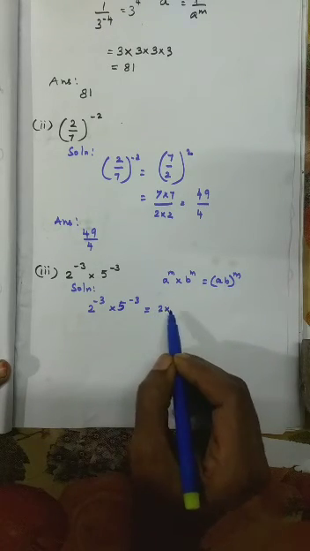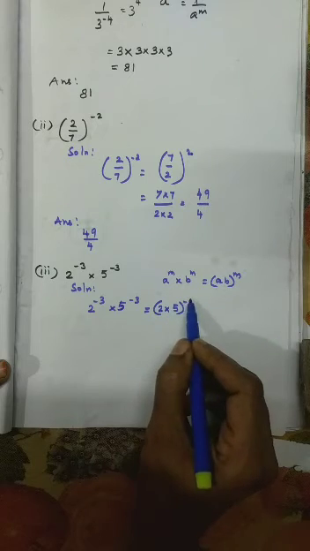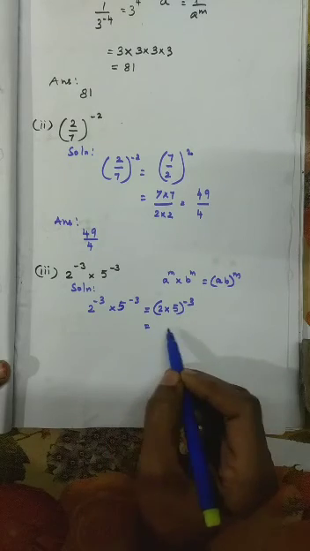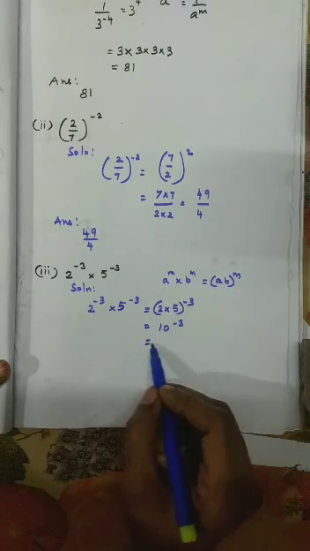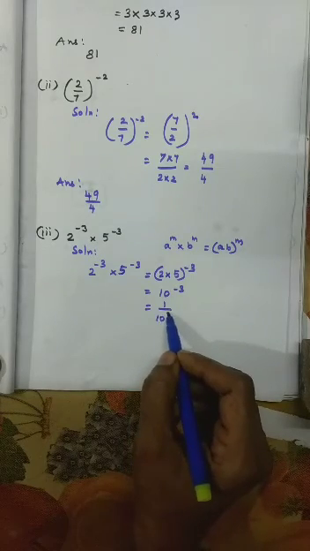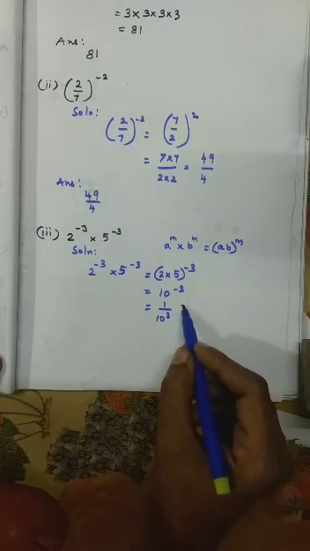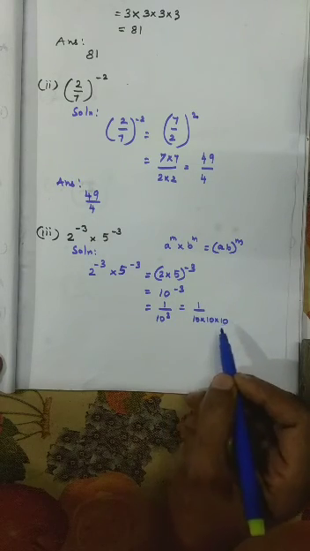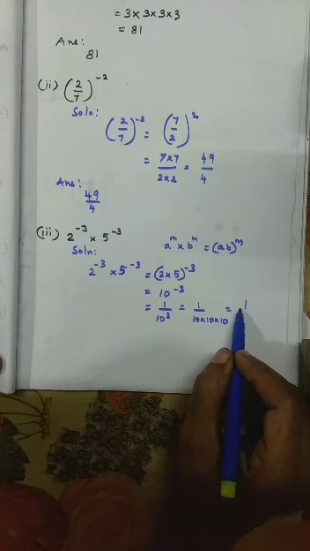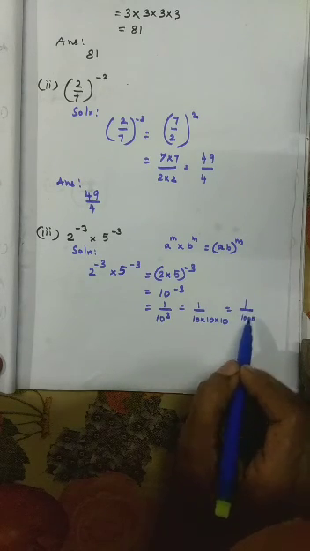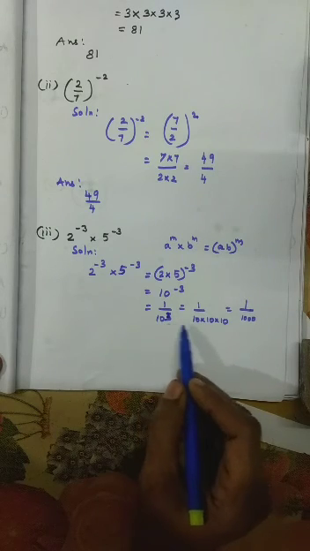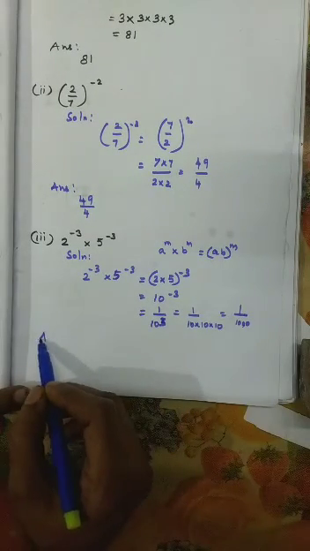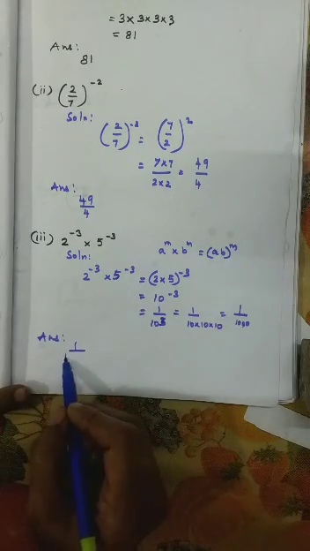So 2 into 5 the whole power minus 3. Now you have to change the power to positive. Is equal to 10 power minus 3. You can write this as 1 by 10 the whole power 3. So the answer is 1 by 10 into 10 into 10, so is equal to 1 by 1000. Isn't it? 10 cube means 10 into 10 into 10. So 1 by 1000. So the answer is 1 by 1000.